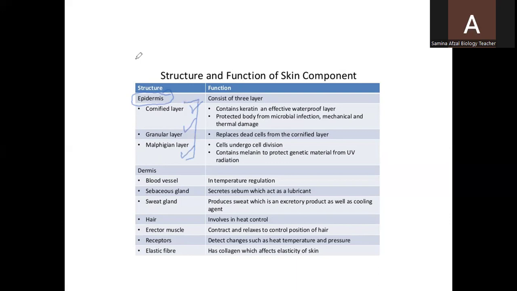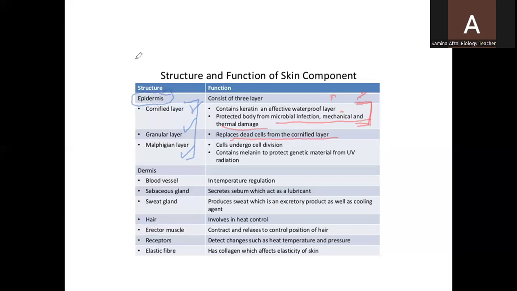Keratin, an effective waterproof layer, is there, and cornified layer protects body from microbial infections, mechanical and thermal damage. It means cornified layer is first of all the waterproof layer, and also it protects the body from many microbial infections or attacks. In this way the other granular layer replaces dead cells from the cornified layers. Cornified layers consist of dead cells. So when the cornified layers is peeled off, the granular layer will take the place of cornified layer.